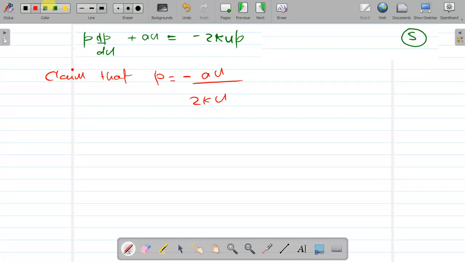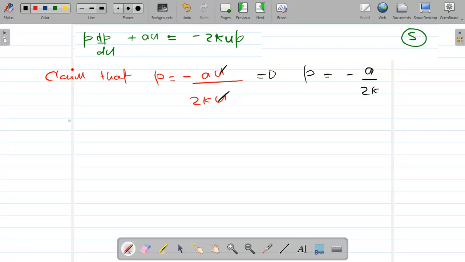And can I go back to black? So there you can see that the U's cancel. So I'm making a claim that the solution to equation 5 is P equals minus A over 2K, right?